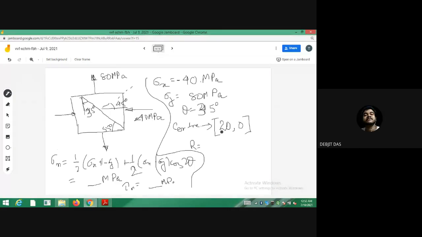Sir, here the two are added and divided, sigma x, so the sum will be minus 60, I think. I think it should be minus 60, right? Convention is one. Convention is whenever it is compressive, take it to be negative. If it is tensile, take it to be positive. That is one convention that is there.